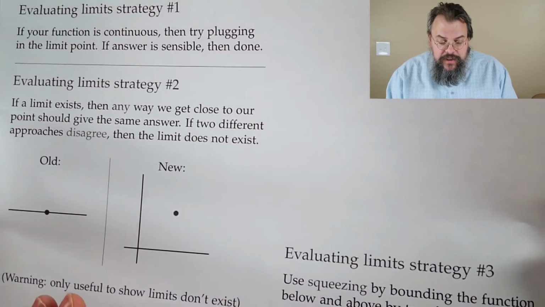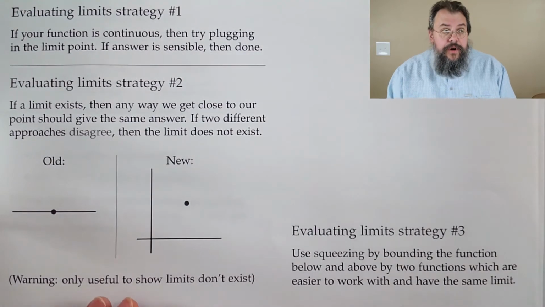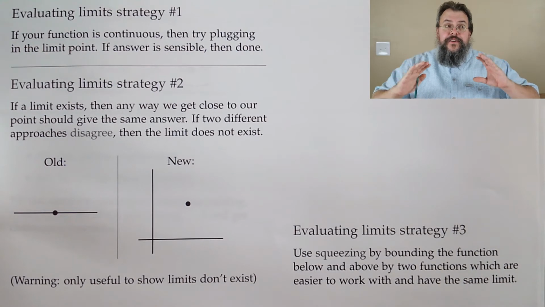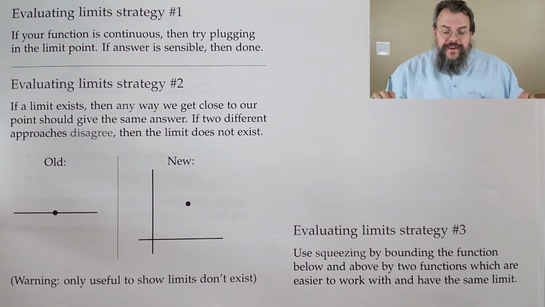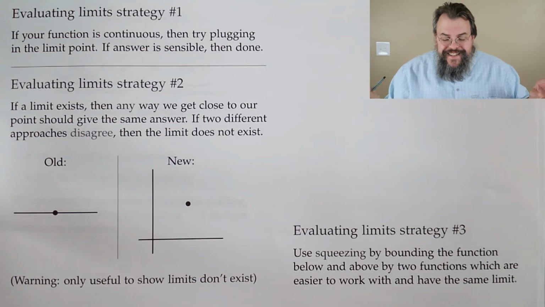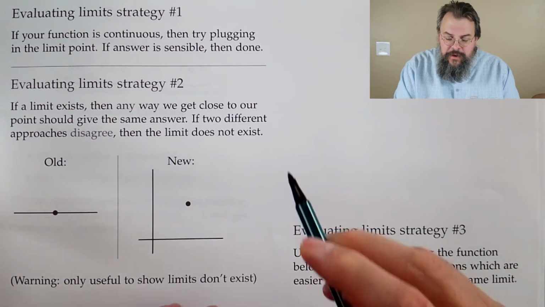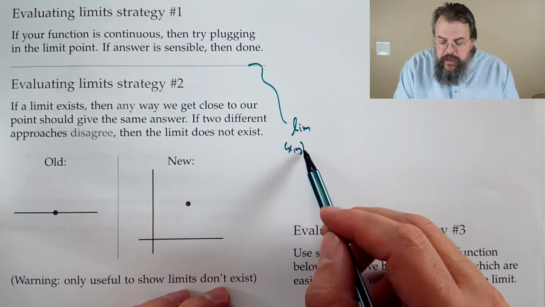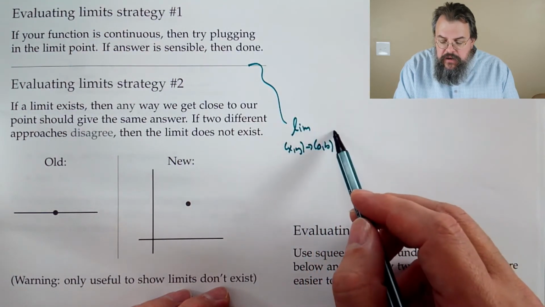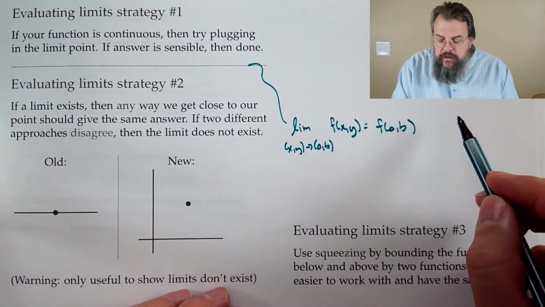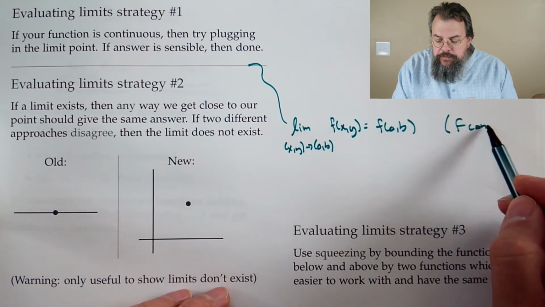Now, the first strategy is fantastic. It says, hey, suppose you're working with a continuous function. Then the continuous functions are functions with no surprises. So what do we do? It says, look, if your function is continuous, just plug it in and you're done. So in other words, what this is saying is, look, the limit as xy approaches ab of f of xy is equal to f of ab. Of course, this assumes f continuous.